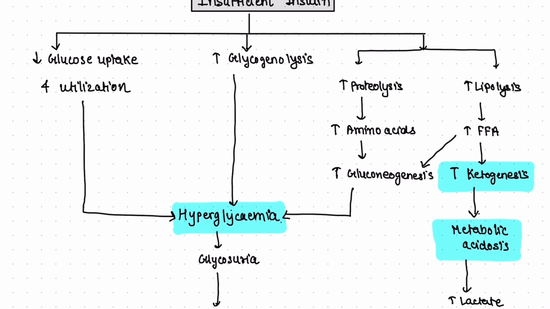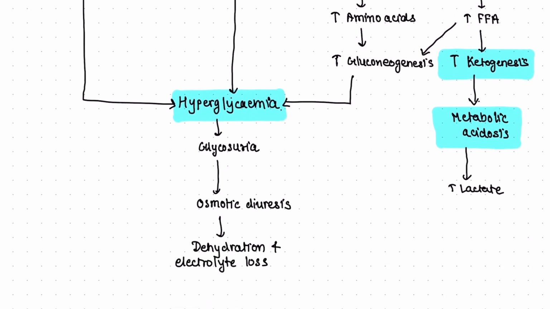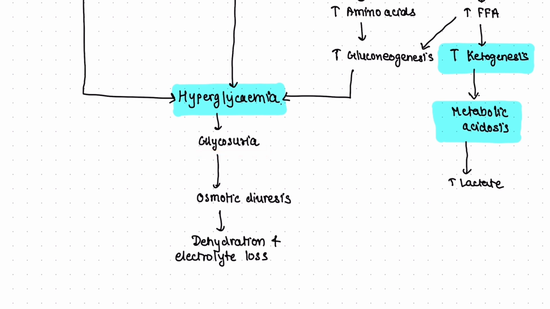Now this whole process, because of the decreased glucose uptake, glycogenolysis, proteolysis, and gluconeogenesis, there will be increased glucose in the blood, which is called hyperglycemia. Hyperglycemia will cause glycosuria, which will lead to osmotic diuresis, dehydration and electrolyte loss.